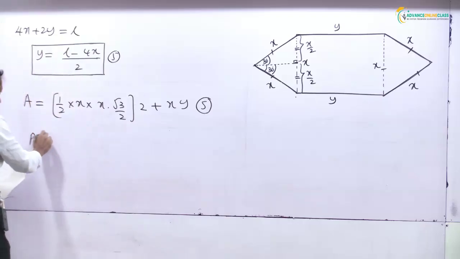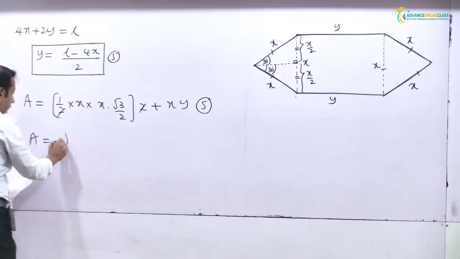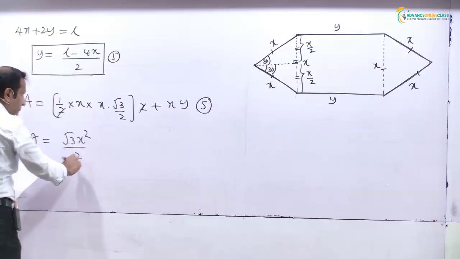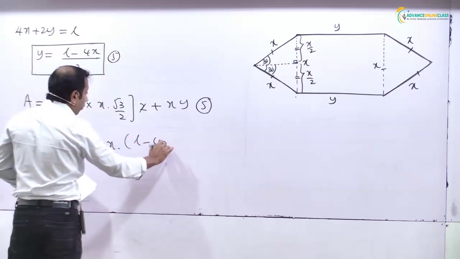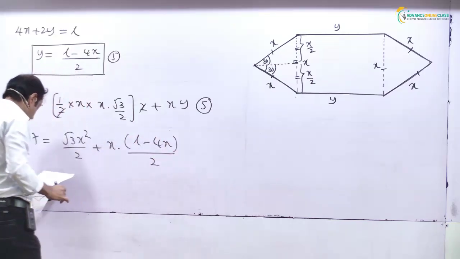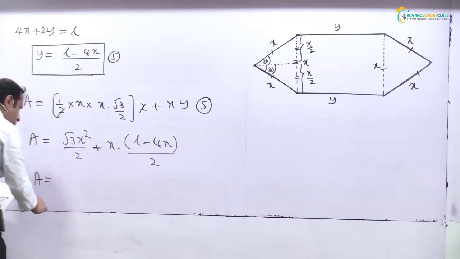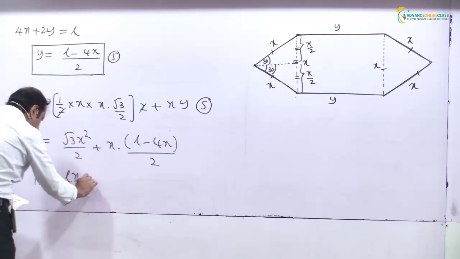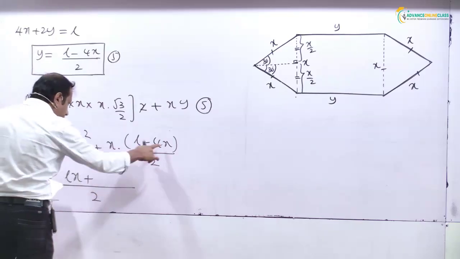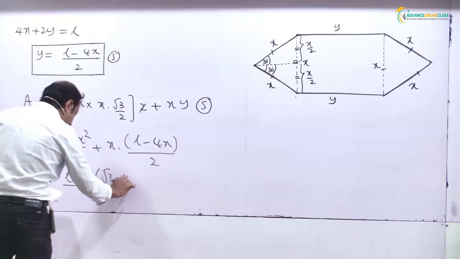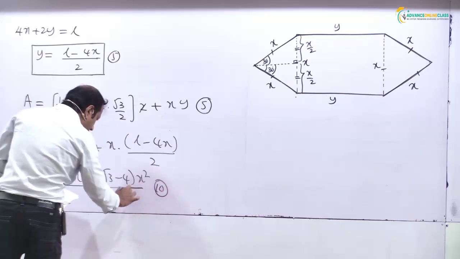Then here, these two you can cancel down. Root 3 x squared over 2 plus x into y, which is (L minus 4x) divided by 2. Then this gives us the answer for A: Lx over 2, plus x squared we can take out, (root 3 minus 4) x squared over 2. For this, 10 marks.